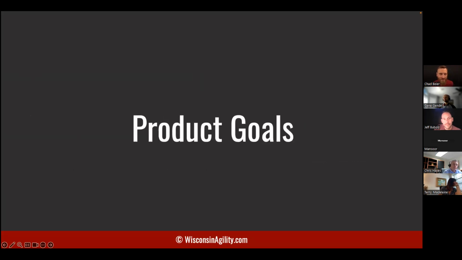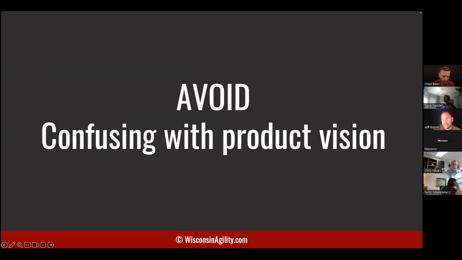All right. Product goals. Next section here. So avoid confusing your product goals with your product vision. We see this a lot when we walk into a team or organization and take a look at what they have in their product backlog for product goals. Sometimes they just don't change them very often, and they confuse the existence of their team or the purpose of their team with a product goal.